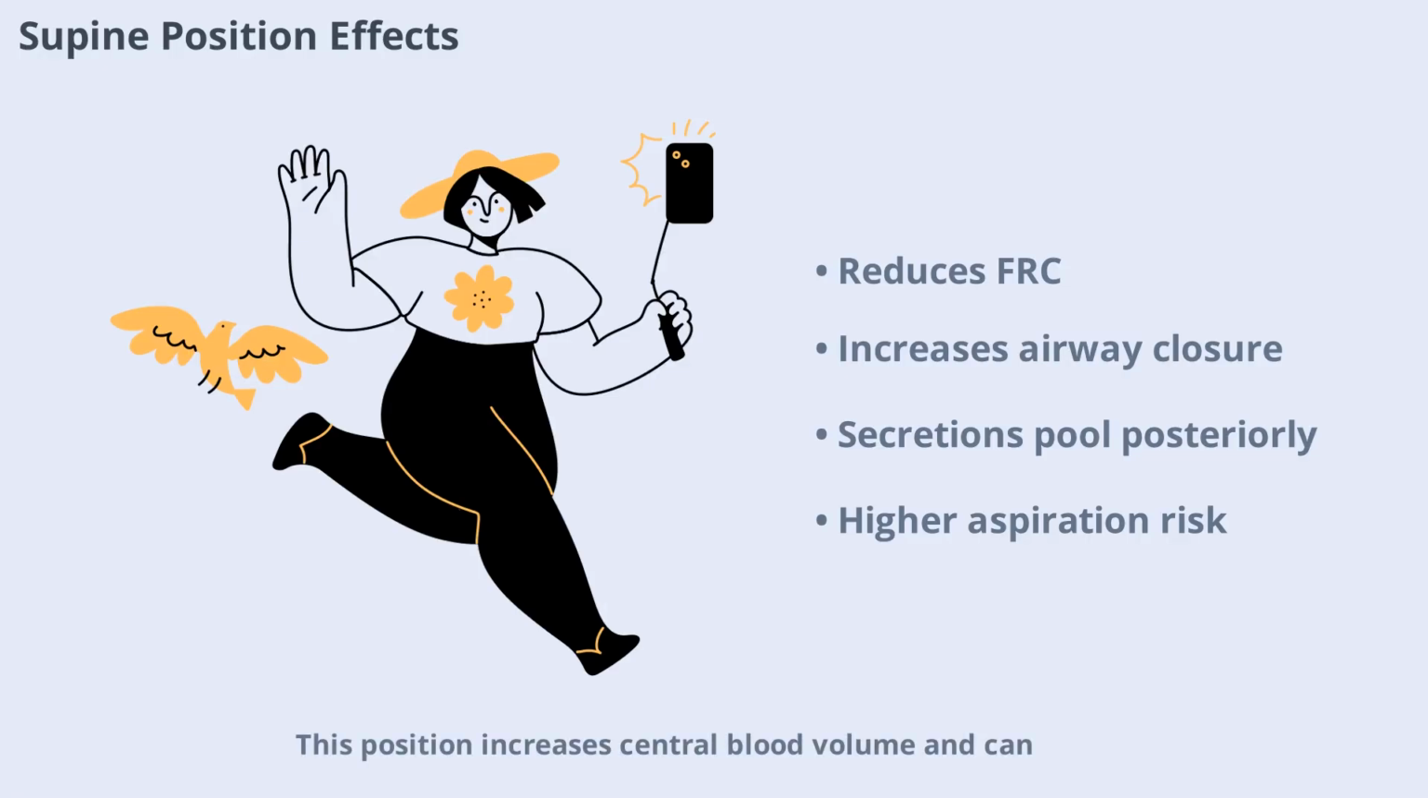This position increases central blood volume and can cause secretions to pool in the posterior lung regions. For patients with weak abdominal muscles, the increased curvature of the diaphragm at end expiration can actually be beneficial. However, the supine position carries a higher risk for gastric aspiration and hospital-acquired pneumonia, especially in ventilated patients.